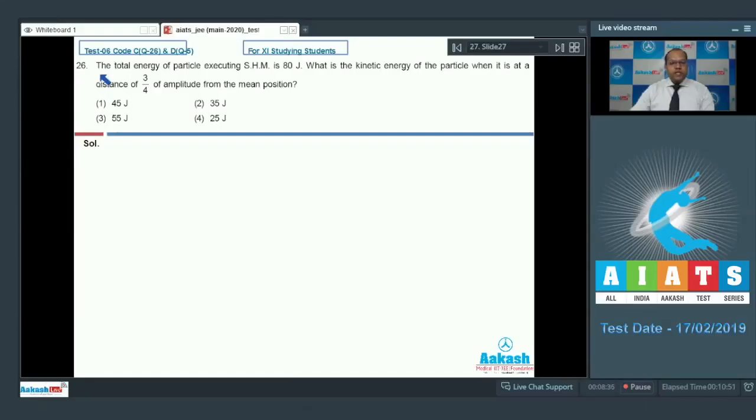In question number 26, the total energy of a particle executing SHM is 80 joule. What is the kinetic energy of the particle when it is at a distance of 3 by 4th of amplitude from the mean position? So we know that total energy is equal to kinetic energy plus potential energy. So total energy of SHM is given by half k into a square, that is equal to kinetic energy plus potential energy, and potential energy is half k x square, where x is 3 by 4 of a whole square.